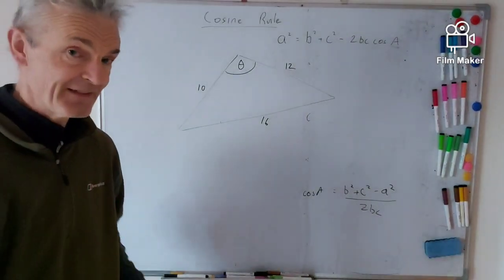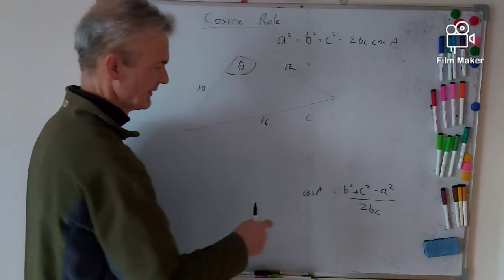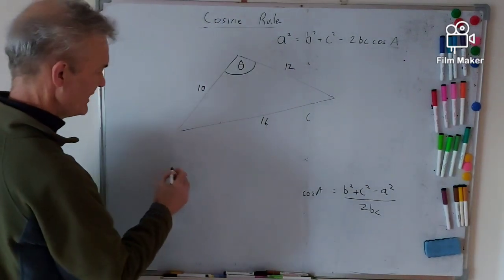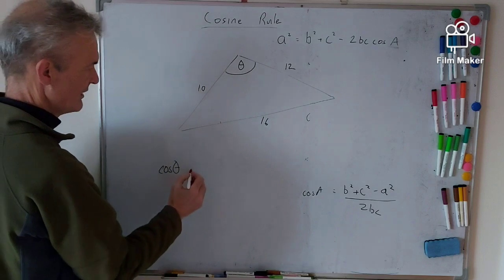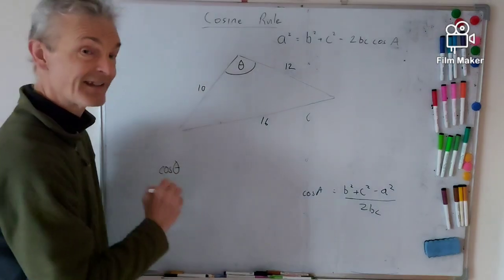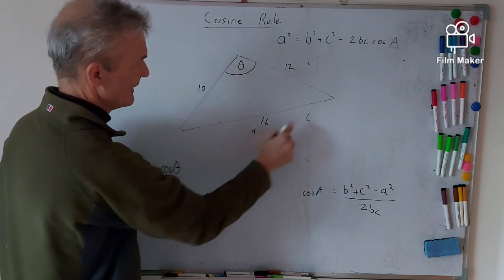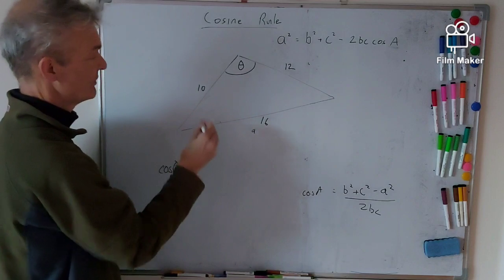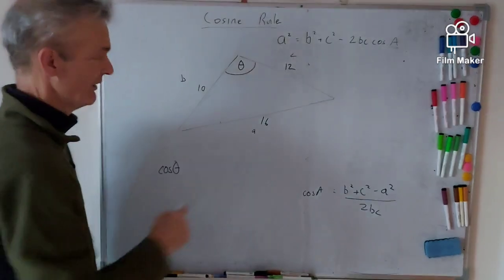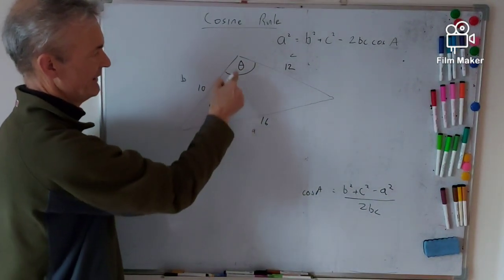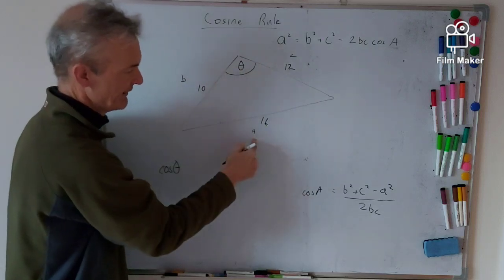Once we've done that, that's the hard bit really. We can just put in the information we've got. In this case, cos theta is what we're after, and we just need to make sure that we get the A's, B's and C's correct. Opposite the theta, this one's going to be A. As I've said before, it doesn't matter which way around you call B or C, but you need to get this bit right. That's cosine A, so opposite it is side A.